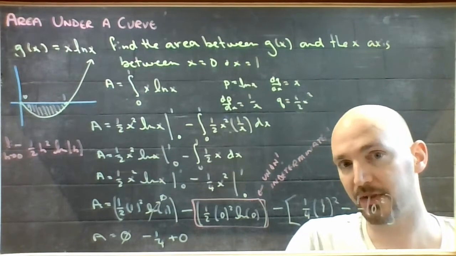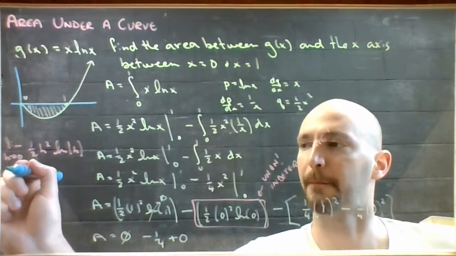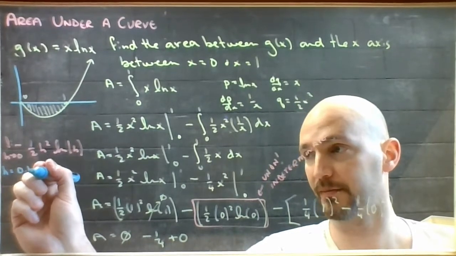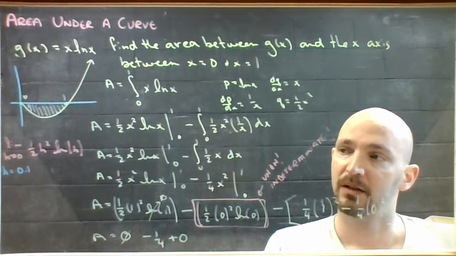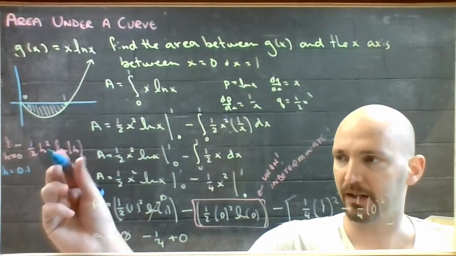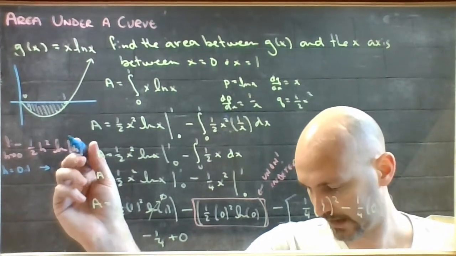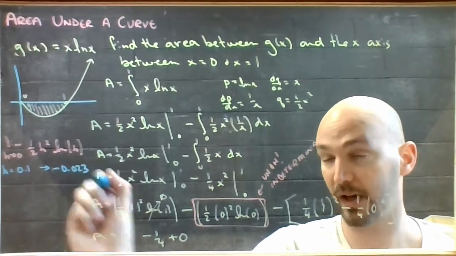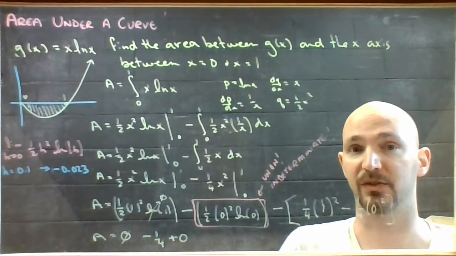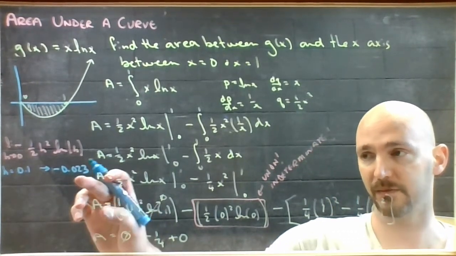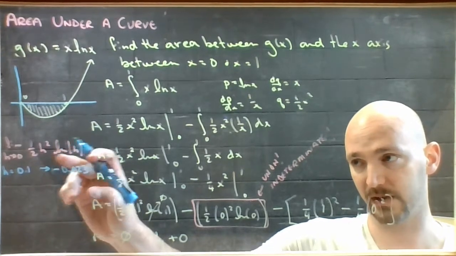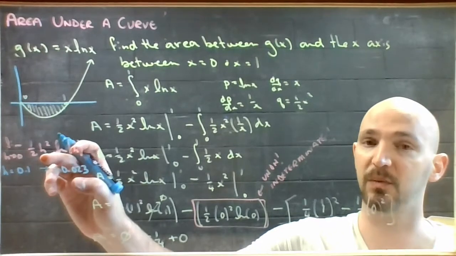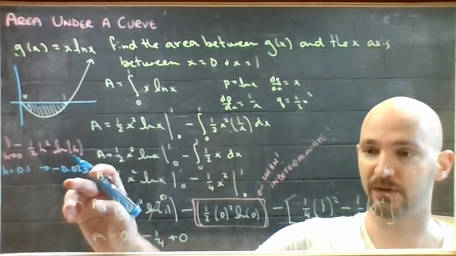So if I were to do that, I'm going to try h equals, let's say, 0.1. If I put in 0.1 there, I end up getting negative 0.023. Try it in your calculator. I did it in advance just to save us some time. But you should try this. Put a 0.1 here and 0.1 there. Ln of 0.1 times 0.1 squared divided by 2 should give you this.